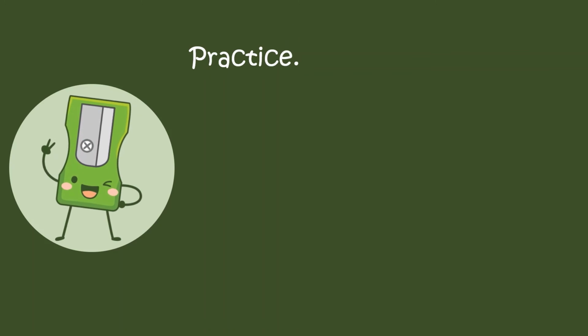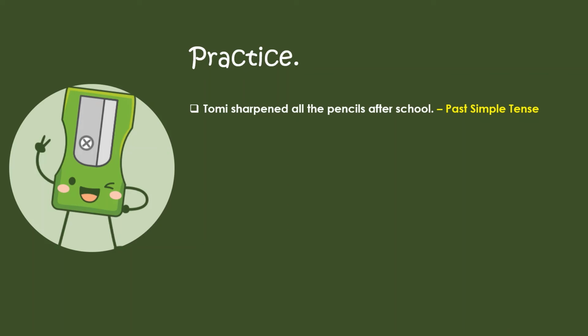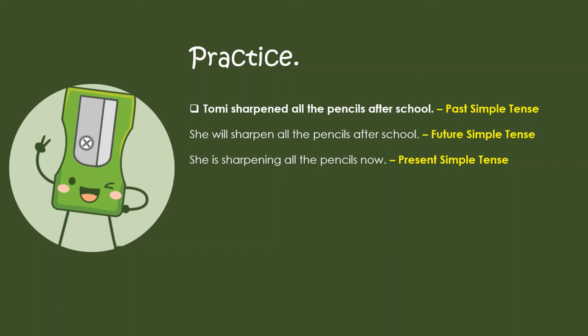Let us practice. Tommy sharpened all the pencils after school. What form of tense is this? Correct. Past simple tense. Tommy sharpened all the pencils after school. You added ed to the verb sharpen. In a future simple tense, you have she will sharpen all the pencils after school. And in the present simple tense, you can say she is sharpening all the pencils now. That is happening in the present.